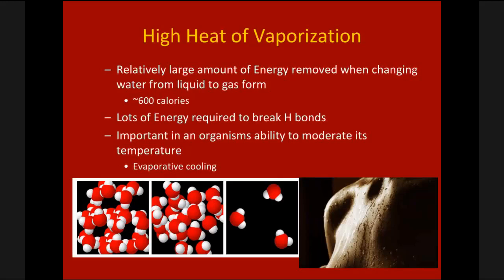High heat of vaporization means it takes a lot of energy to break the hydrogen bonds in liquid water and convert it into gas water. So if you have extra energy, you can use that as a way of spending down that energy. All right, so we do that when we sweat. We actively release water onto the surface of our body and then vaporize it so that we can cool our bodies down.